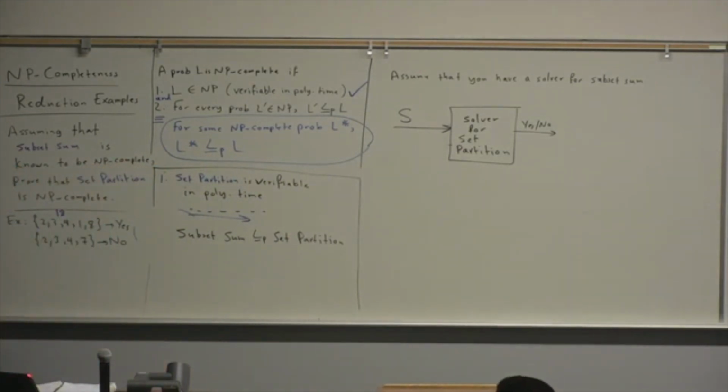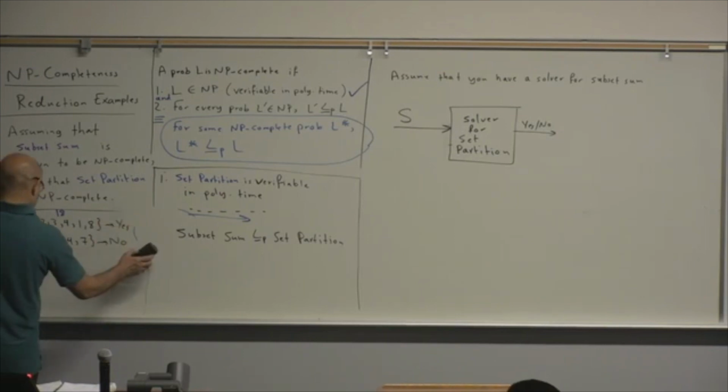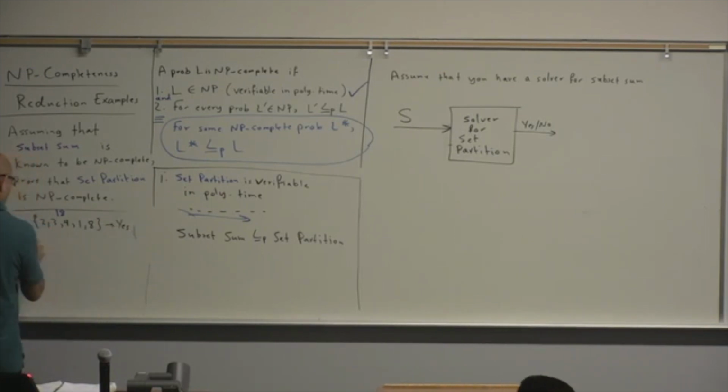So for an example, let's use this, and let's say our target equals 12. So use this example. You have this set and your target is 12. Should the solver say yes or no? Yes. It should say yes, because you have 4 and 8. How do you make it say yes? How do you make this say yes?